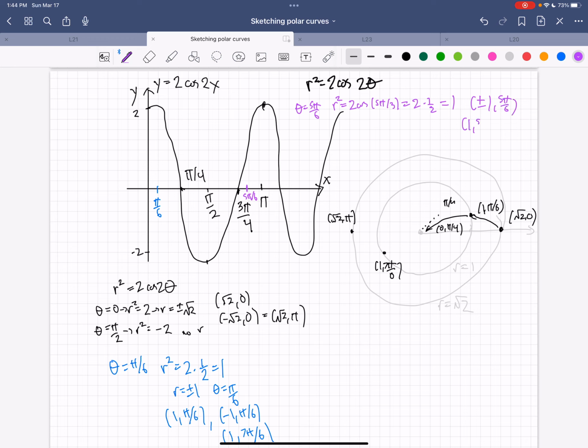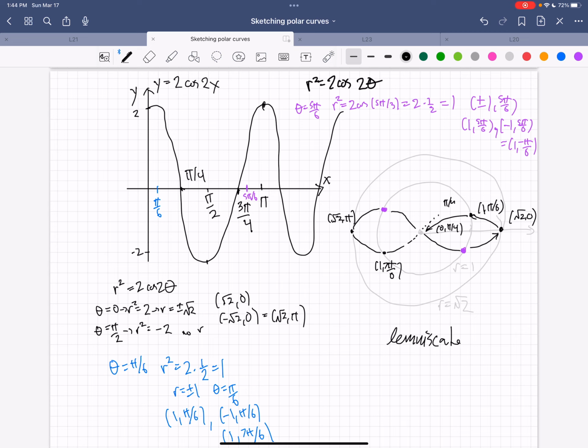That gives us (1, 5 pi over 6), as well as (-1, 5 pi over 6), which is equal to (1, negative pi over 6). So let's put those down as well. So we have (1, 5 pi over 6) and (1, negative 5 pi over 6). So the way that this ends up tracing is like this. And this is a lemniscate.